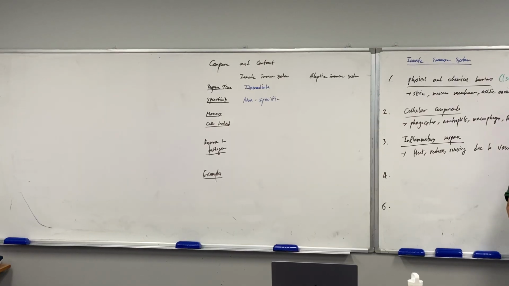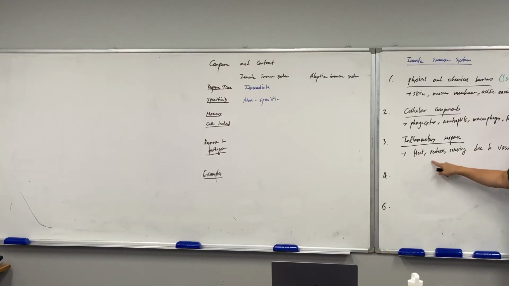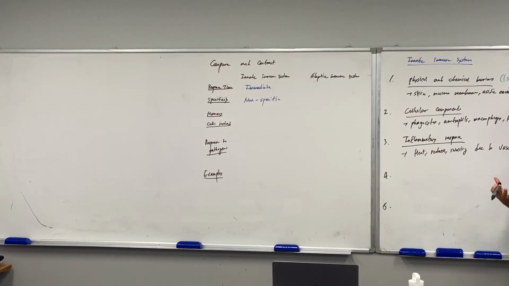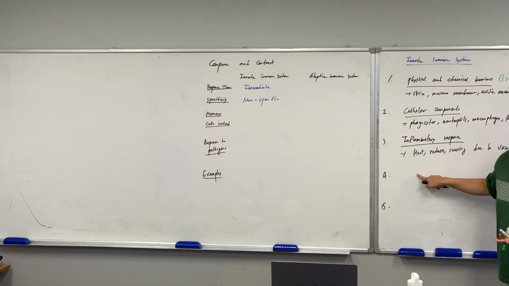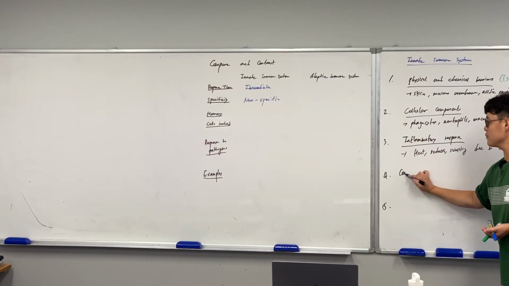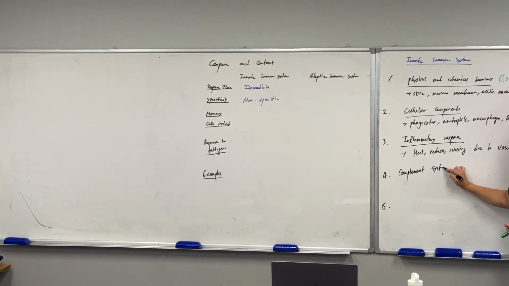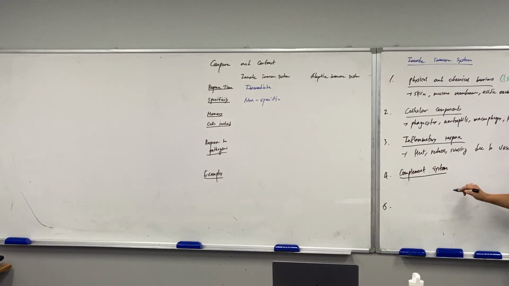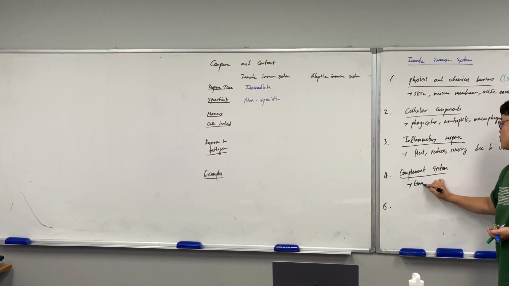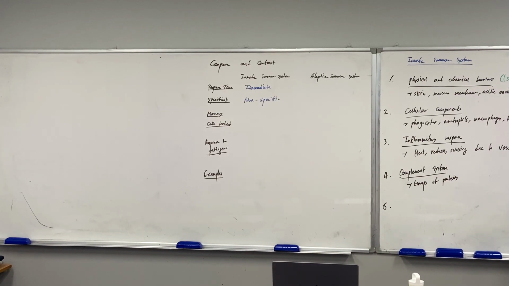The redness tells you that you have a sickness, some invasion. You also feel the sensation of heat. You can imagine the infectious site is your battlefield. The fourth component, which I'm not going to go through in too much detail, is the complement system. This system is composed of groups of proteins that themselves kill the pathogens.